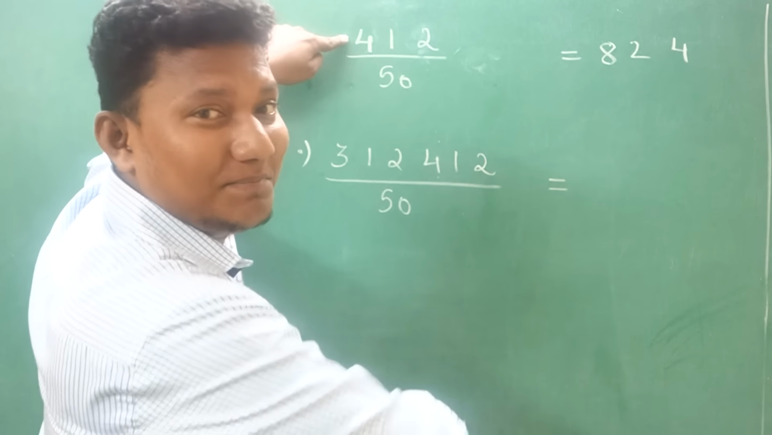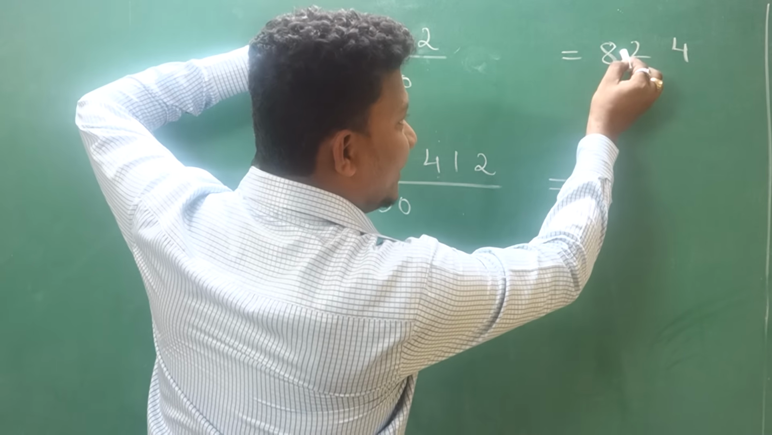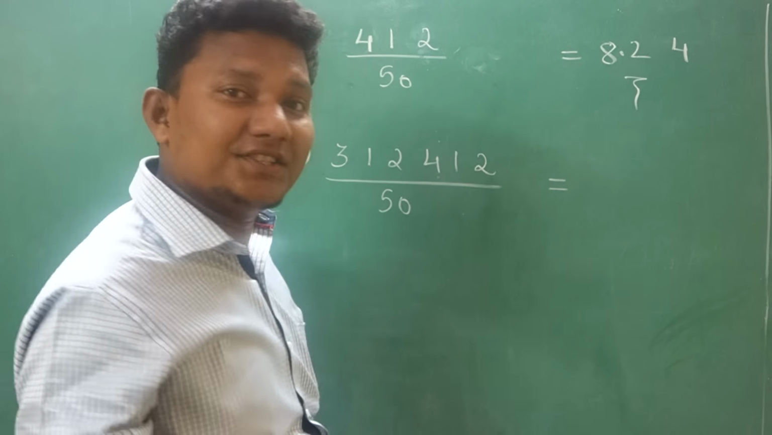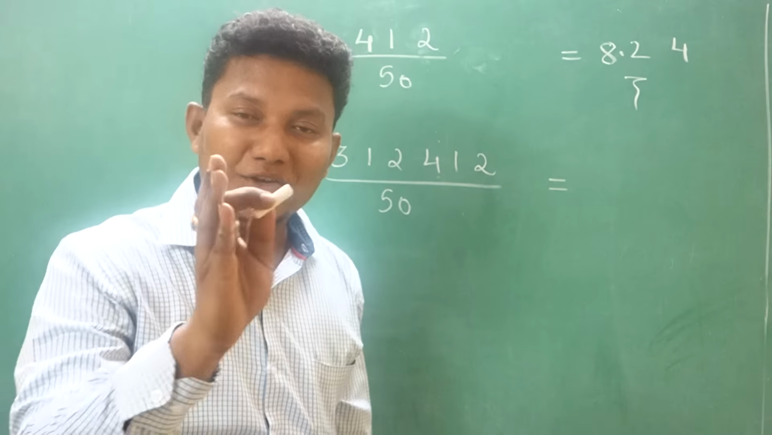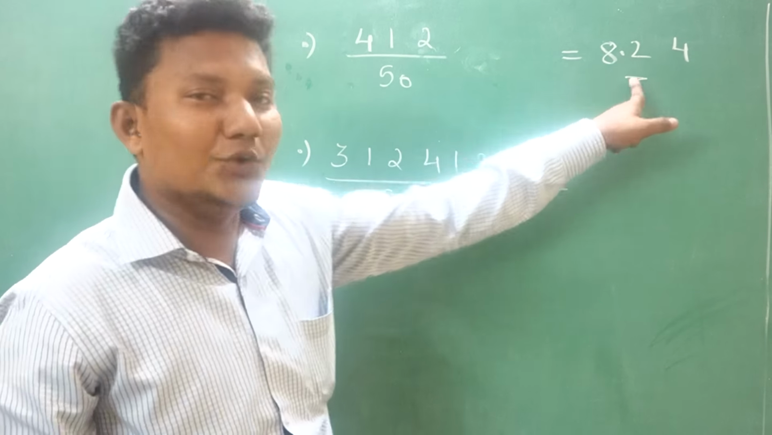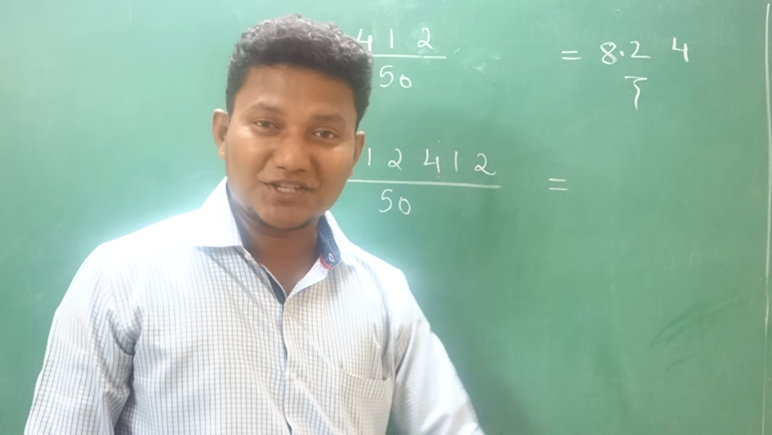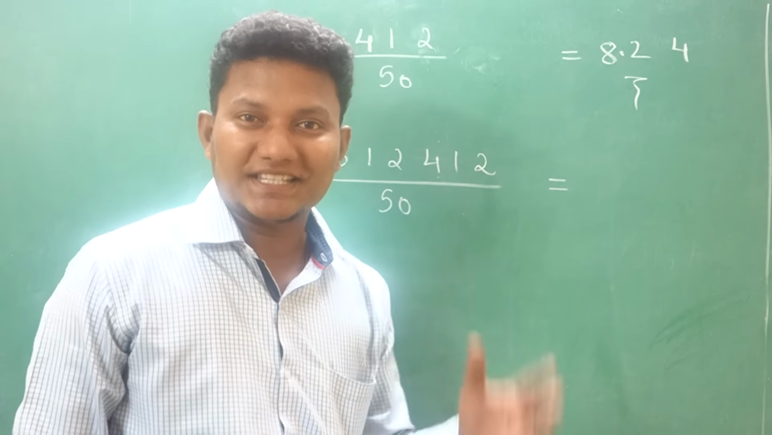Multiply this number by 2, or we can use the word double this number, and simply put the decimal after the tens place. So this is the unit, this is the tens. Put the decimal, and we got the answer. That's it. So when you divide 412 by 50, you will get the answer 8.24. Yes, we got the answer in just a fraction of a second. Let's have a look at the second example.